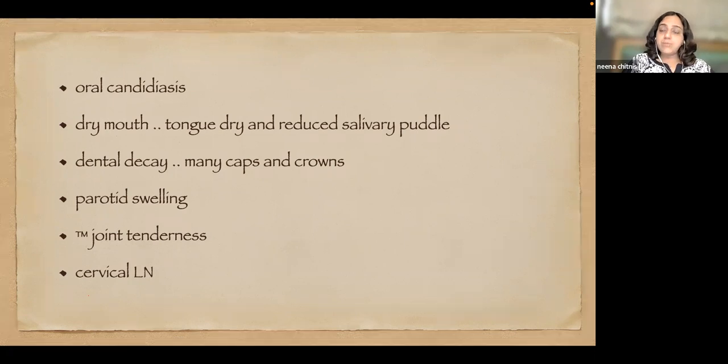Check for any TM joint tenderness. In rheumatoid patients, the temporomandibular joint is also involved. See for any cervical lymphadenopathy, which may be present in patients of lupus.